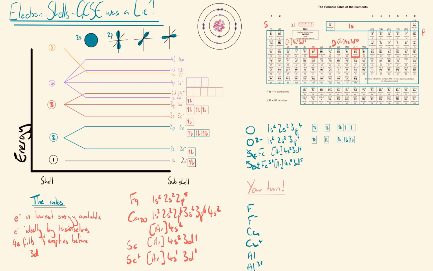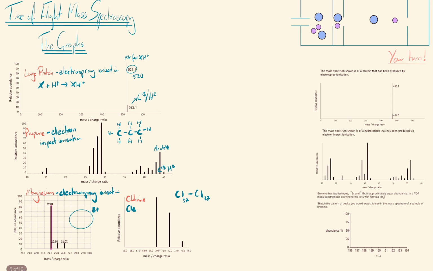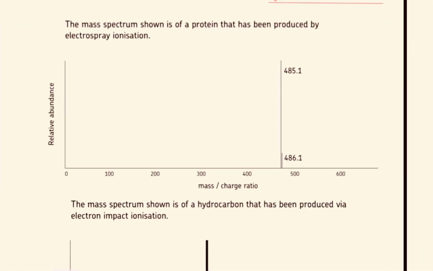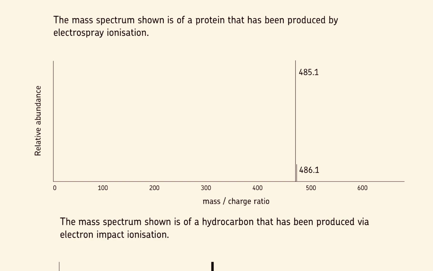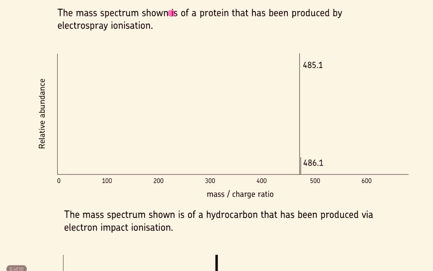But first, let me quickly go back to our previous. So remember, we've got this, first thing, mass spectrum of a protein. So it's electrospray. Therefore, this is MR plus 1. So my MR is 484. This will be due to a C13 or a H2 inside our protein. Okay, so this is our main thing, 484.1.